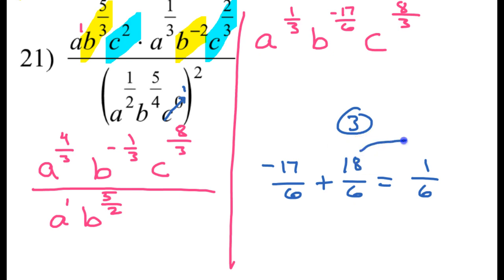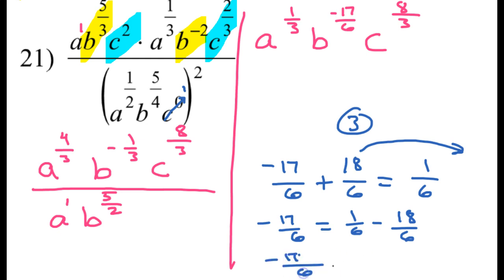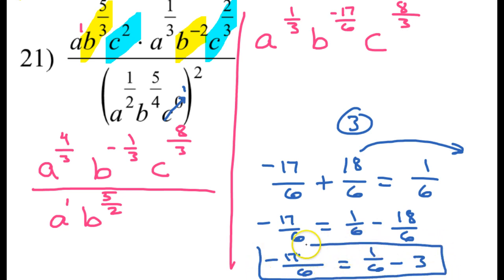Now, as soon as you find one that works, subtract it from both sides to move it over there. So that is going to give me negative 17 over 6 is equal to 1/6 minus 18 over 6. Now understand that that is the same thing as negative 17 over 6 is equal to 1/6 minus 3. Remember? So this is the fact that we will use to rewrite the b term.